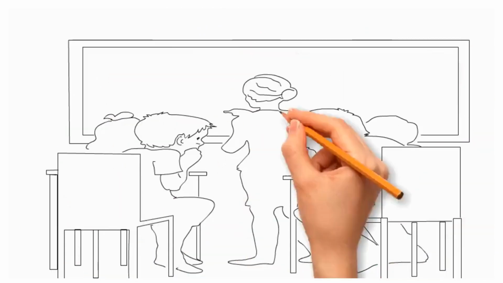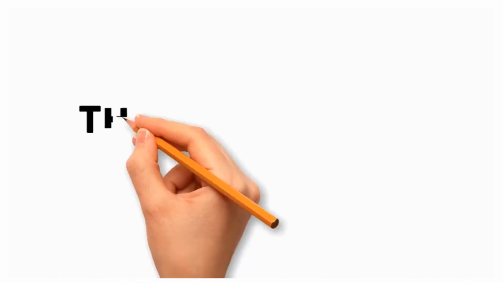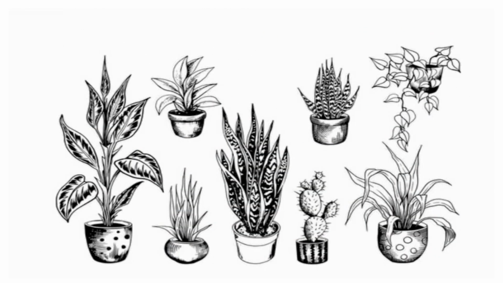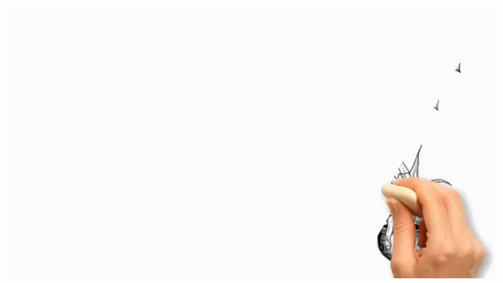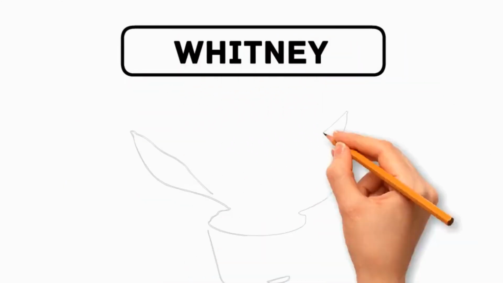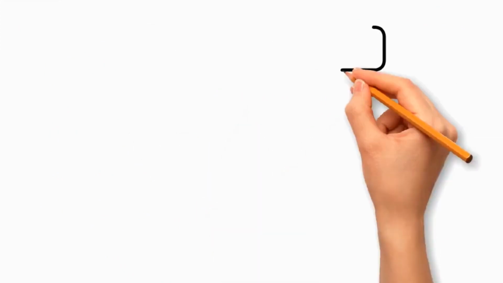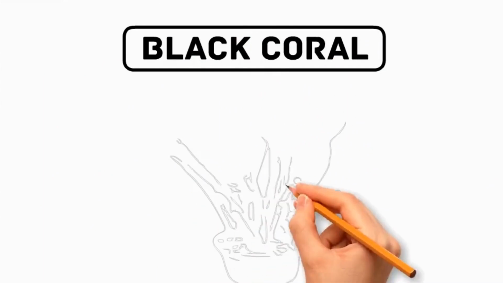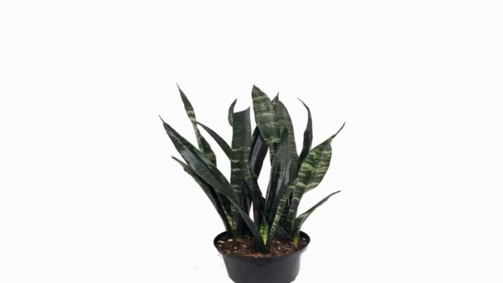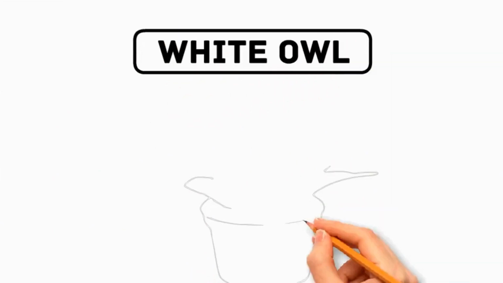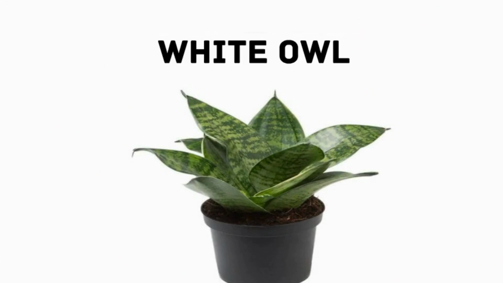Now, we will discuss the different varieties of snake plant that have various colors, shapes, and sizes. It has several varieties with unique leaf patterns, colors, and growth habits. Let's discuss one by one. Number 1, Whitney. It is a small plant with 4 to 6 rosettes. Its leaves are thick and stiff with white spotted borders. Number 2, Black Coral, is a unique variety of snake plant with upright, succulent, sword-shaped foliage. Number 3, White Owl. It has rich, shiny, dark green spear-shaped foliage that is surrounded by creamy whitish-yellow variegation.